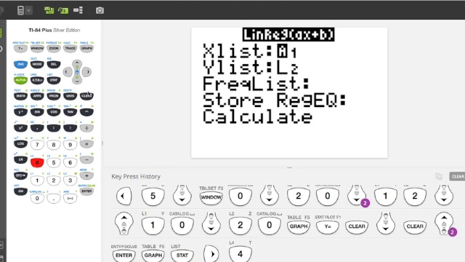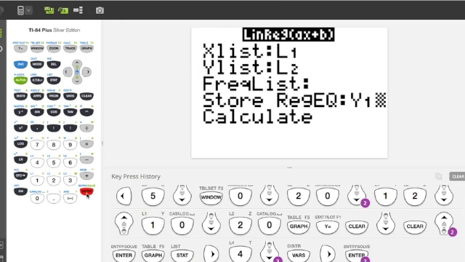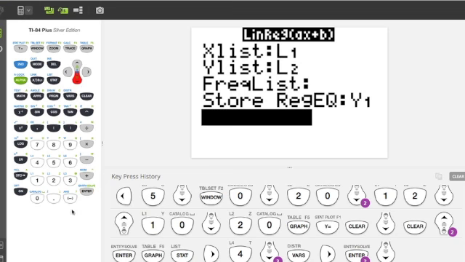Yours may look a little different than this. We want to store this so we don't have to copy it down. Sometimes we do it to the nearest 3 decimal places, but to store it, we go to Vars. We want Y-Vars. We're going to store this as a function in number 1. And now we will go down and calculate this.